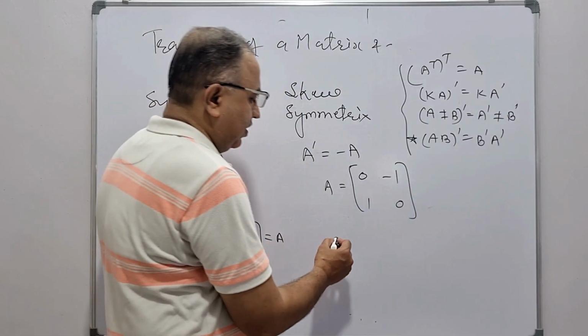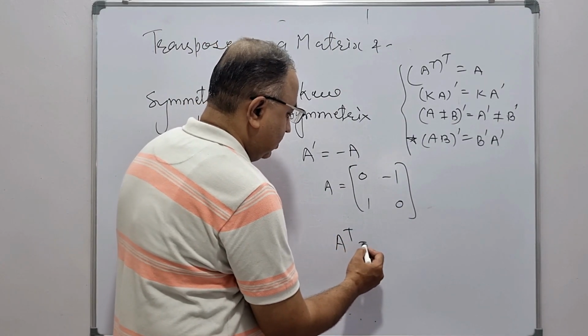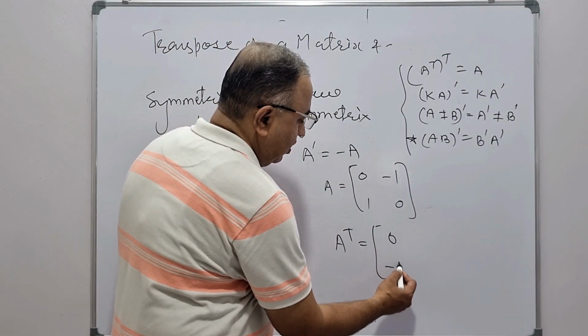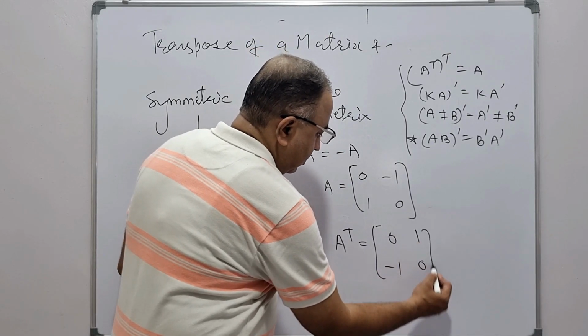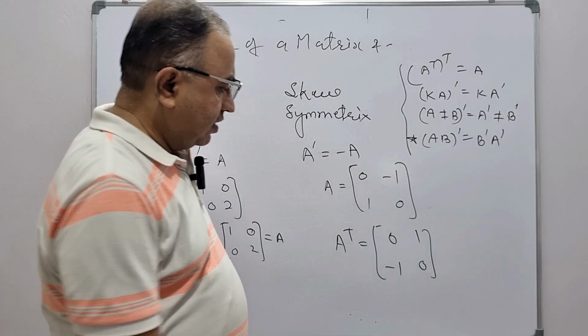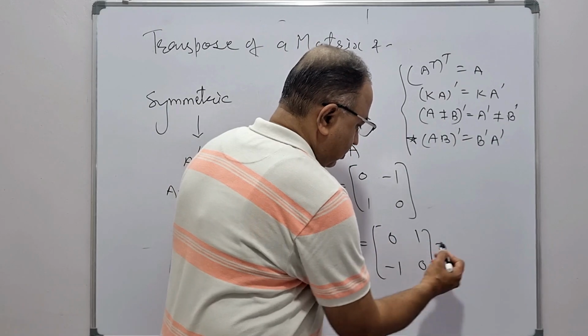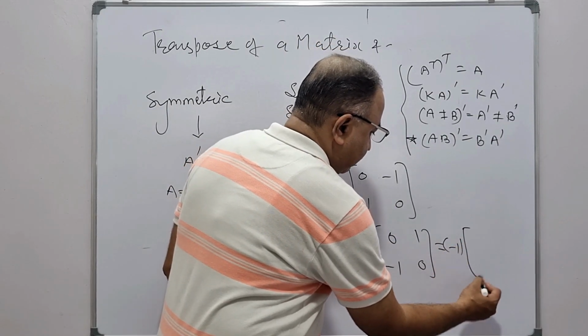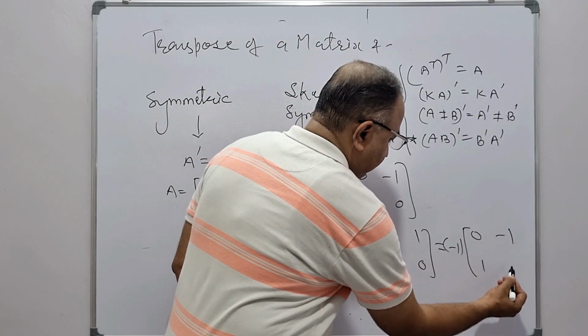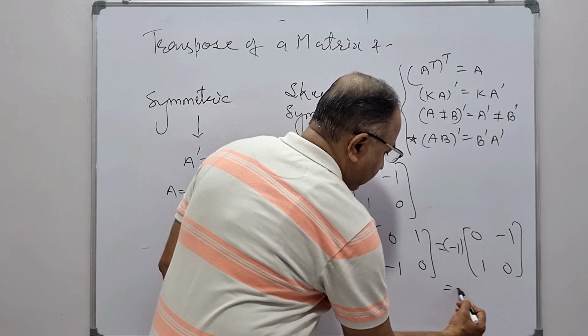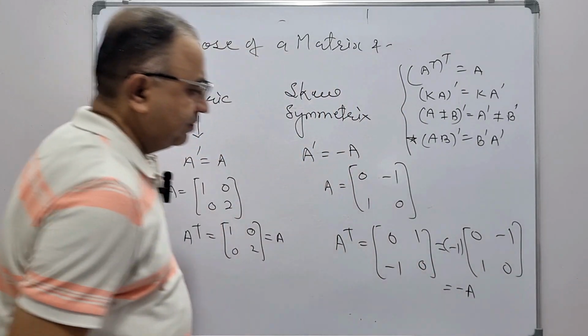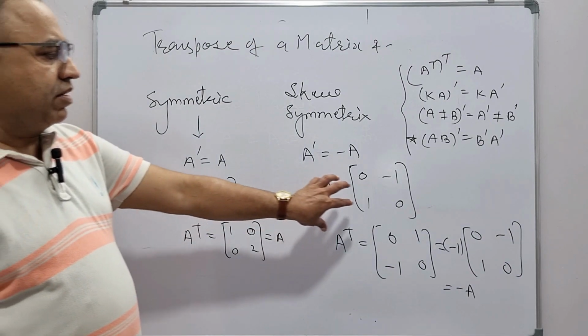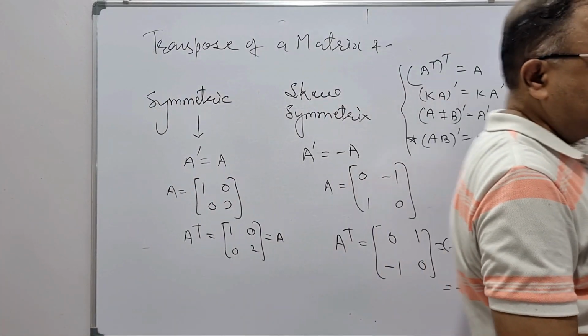If you find its transpose, let's see what you get. First row becomes first column, second row becomes second column. But if you take minus out, now from this it's 0, minus 1, 1, 0. So it is negative of A. So this is an example of a skew symmetric matrix.